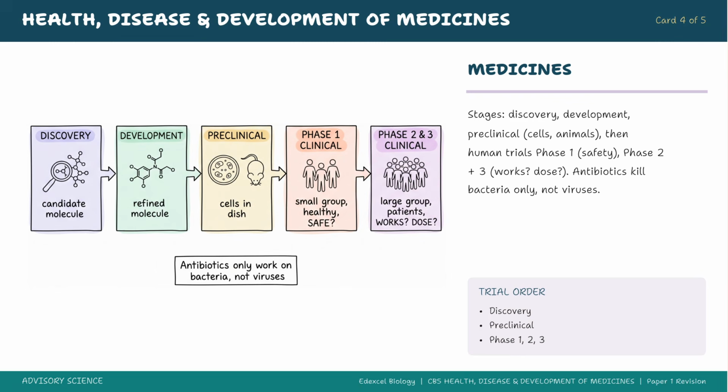Clinical trials happen in 3 phases. Phase 1 uses a small group of healthy volunteers just to check that the drug is safe. Phases 2 and 3 use larger groups of patients who actually have the condition to check the drug works and to establish the right dose.